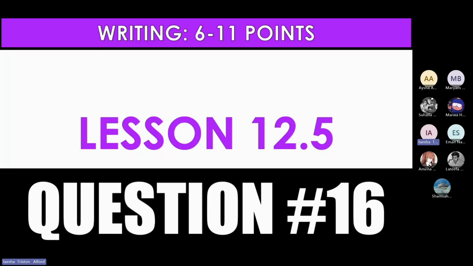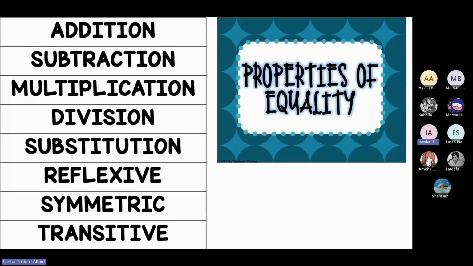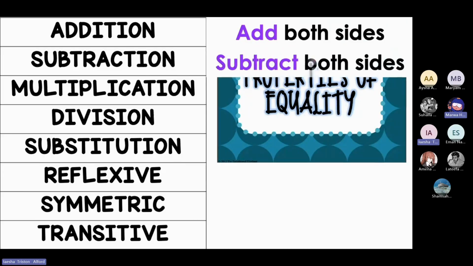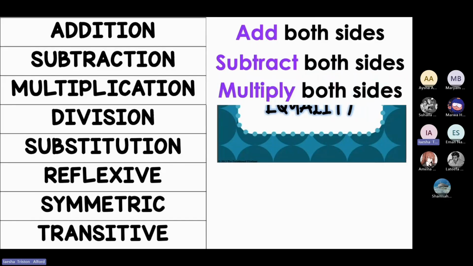The first question is coming from lesson 12.5, question number 16. This is about segment addition. So what is the meaning of addition property? Anybody? Add both sides. Yeah, add both sides. Subtraction property: subtract both sides. Multiplication property: multiply both sides. Division property: divide both sides.